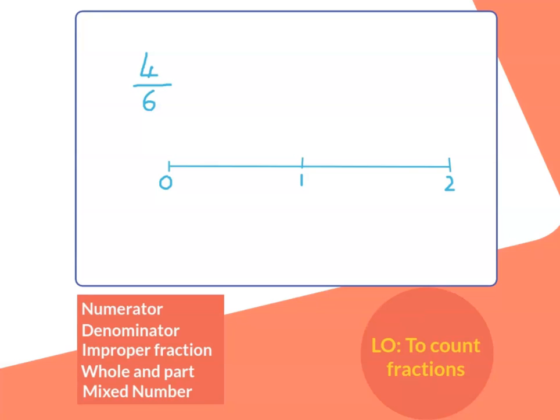Feel free to pause the video now and have a go at home. Then just continue watching the video to see how well you get on. We know the denominator is 6, so between 0 and 1 must be split into 6 equal parts. That's maybe not exact, but you get the picture. Now, to work out where 4/6 is plotted on the number line, we just need to count the markers.